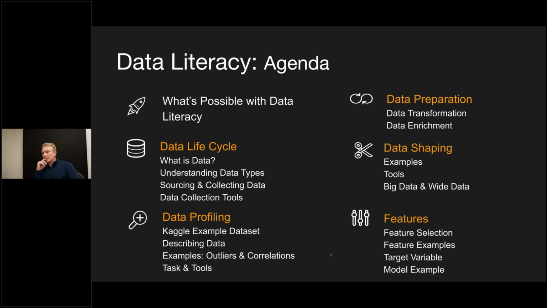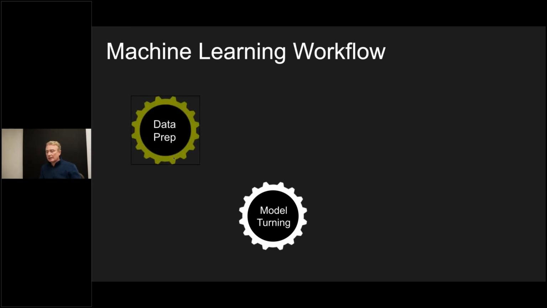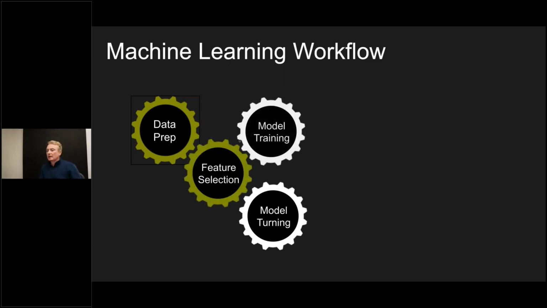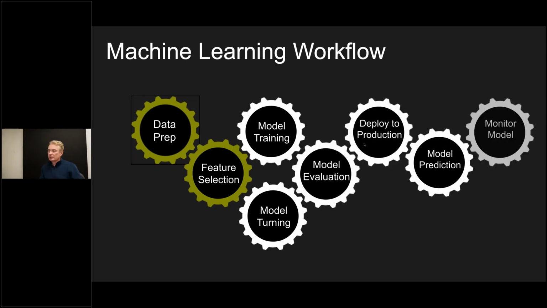So we covered data lifecycle, data profiling, data preparation, features, and data shaping. I just want to give you a teaser of what comes up in the data literacy, but you'll see feature engineering is very much in model tuning. We talked here about the machine learning workflow, which every machine learning engineer or data scientist learns. The first part is data prep, feature selection, model training, model evaluation, deploy to production, and then model prediction and production model monitoring. So data is very central to all of these, and we'll cover this in our machine learning literacy course. A couple of books to review.